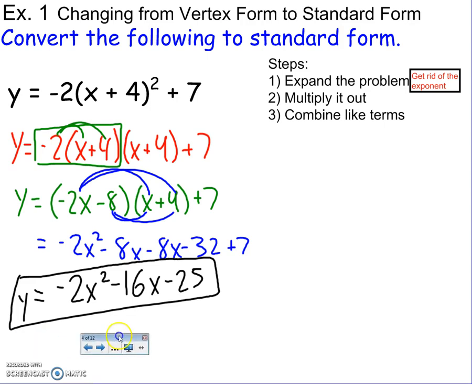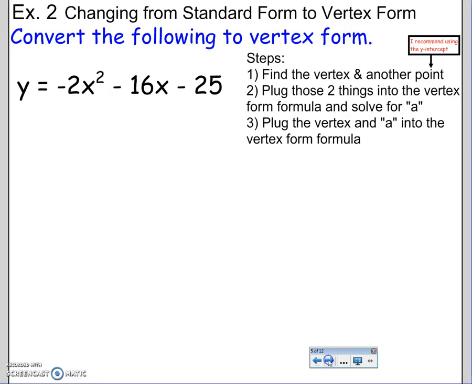Be able to do the opposite. So I did the same problem, now we're going to go the other way. So converting from standard form to vertex form. Alright, the steps are a little different. So if you have standard form, again good for quadratic formula, but not so good for quickly sketching, you need to find the vertex and another point, which I recommend the y-intercept.